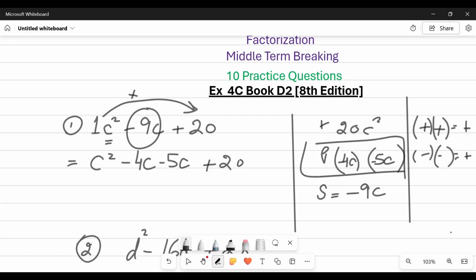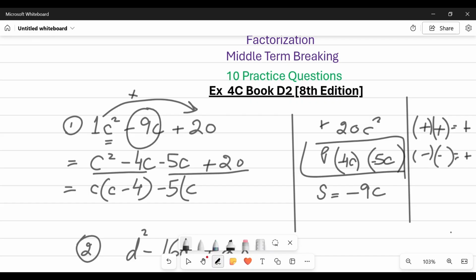So now the next step, we need to make pairs. So c square and minus 4c is one pair, and minus 5c and plus 20 is the other pair. To find the highest common factor of c square and 4c, c is the highest common factor. When c is divided out of c square, we're left with c minus 4. Now here we have minus 5c plus 20. The highest common factor is 5. And when we divide 5c by 5, it gives you only c.